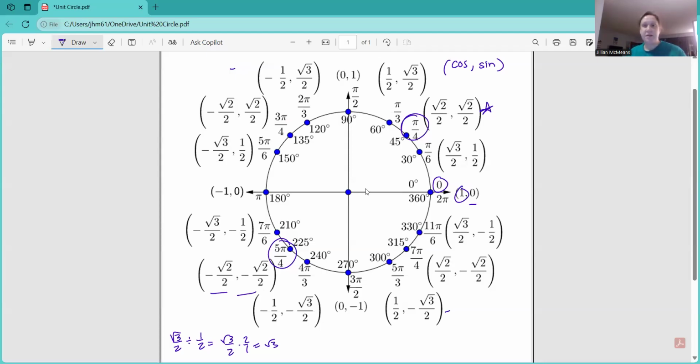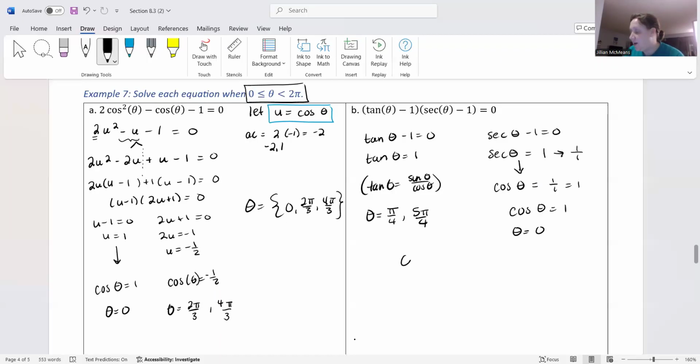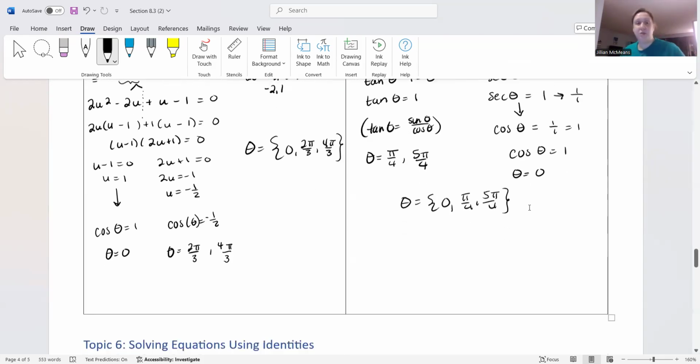So if I were going to write this out formally, I would say theta is going to equal 0, pi over 4, and 5 pi over 4. So that's how you can take these equations that are in a certain format and still solve them, using either U substitution or just understanding how a product equals 0. So you can use that zero product property.